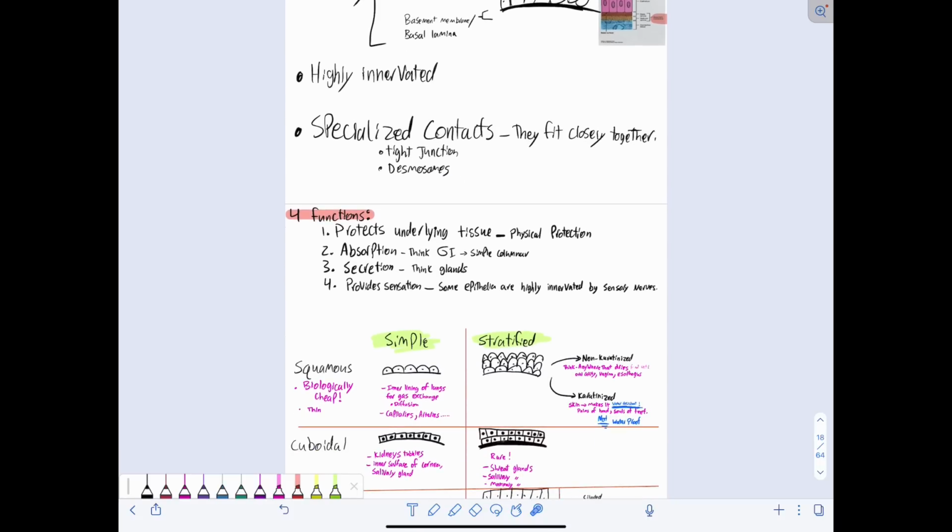Some other functions, of course, is to protect underlying tissue, right? We're talking about physical barriers, physical protections, and absorption if we're talking about the GI tract, right? If we're talking about glands, that'll be secretion, right? If we're talking about the fact that they're very innervated, they do provide sensation in that sense, right? So the tip of your fingers are very, very sensitive because they have a lot of sensory nerves there.